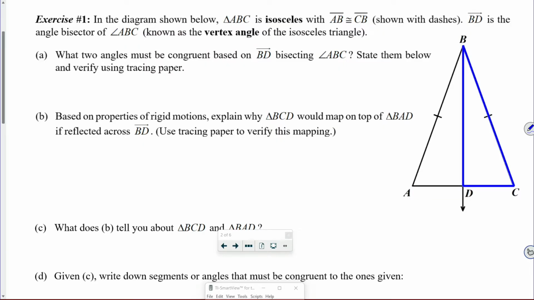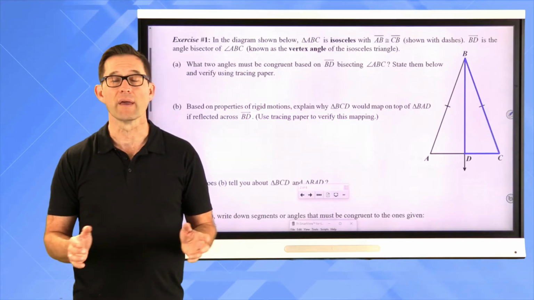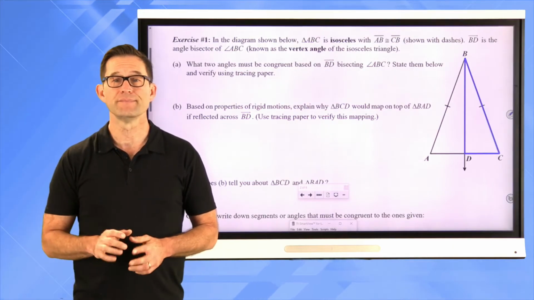In the diagram shown below, triangle ABC is isosceles with segment AB congruent to segment CB, shown with dashes. Ray BD is the angle bisector of angle ABC, known as the vertex angle of the isosceles triangle. Letter A. What two angles must be congruent based on Ray BD bisecting angle ABC? State them below and verify using tracing paper. Okay, great. Why don't you go ahead and do that?